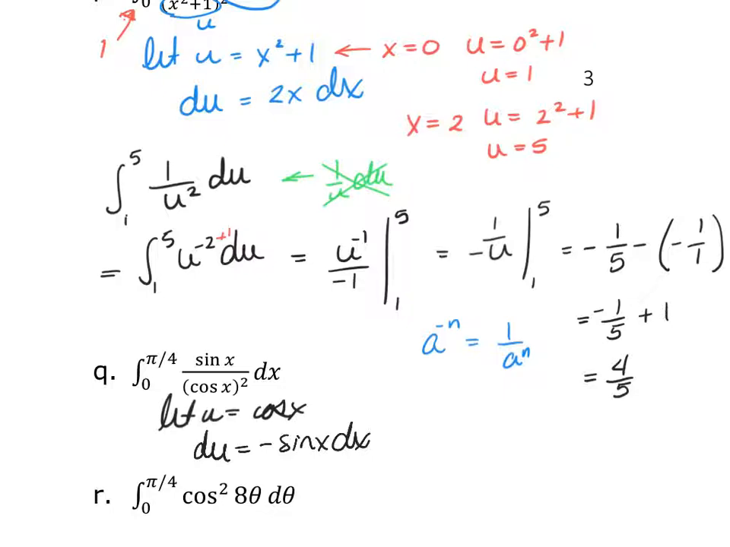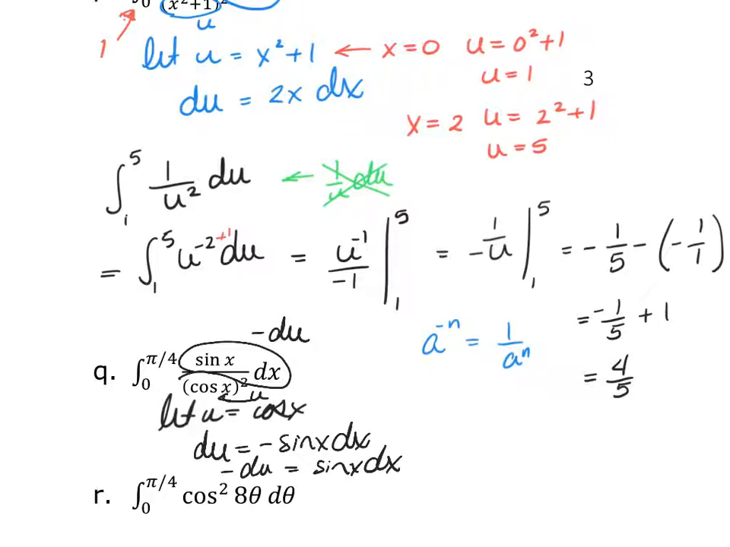Not sure. That's okay. So I need to get the negative away from there. So what I'm going to do is think about it as multiplying both sides by a negative or dividing both sides by a negative. So my replacement is going to be negative du is going to replace the sine x dx. So this gets replaced with a negative du. And then this, of course, gets replaced with a u.